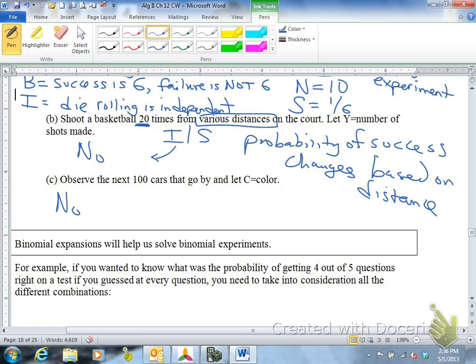Observe the next 100 cars that go by and let C, the event, be the color. The problem is this isn't binary. Or to say it a different way, what's success? That's a question mark. What's success? You're just looking for a general color? How do you know if you succeed? All cars have color, I guess, unless it's white, if you count white as a color, absence of color or something. So that's a problem. You'd say no, it doesn't work for that.